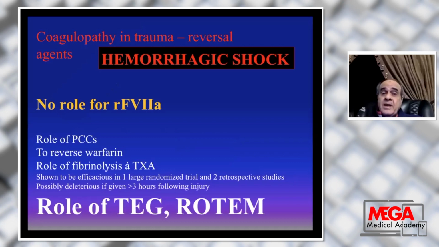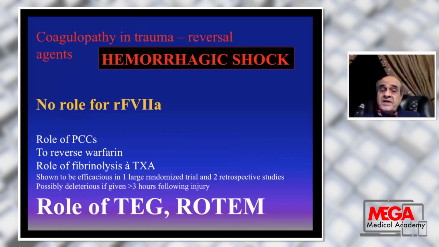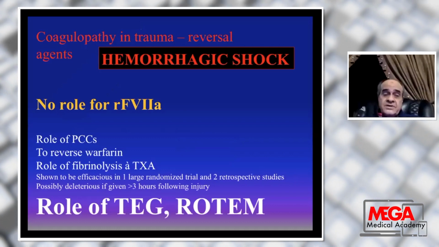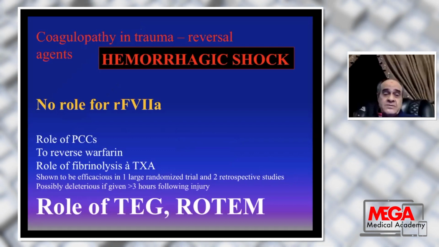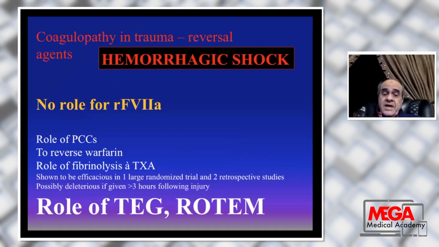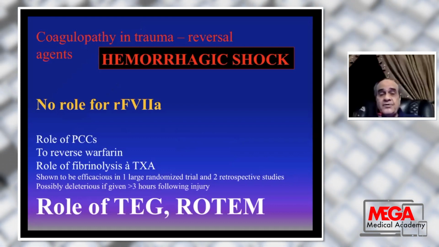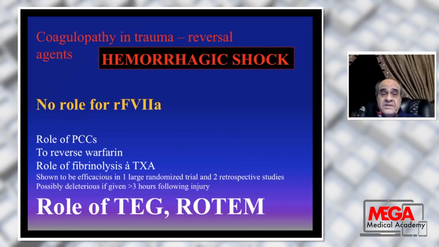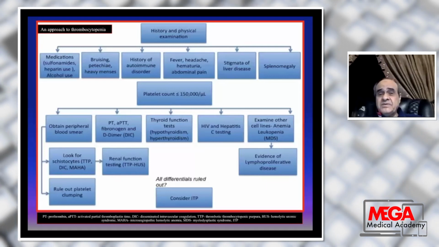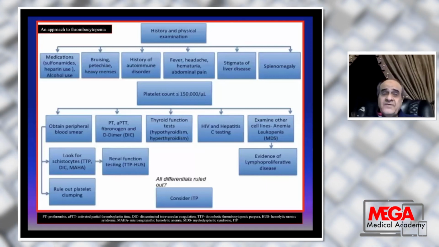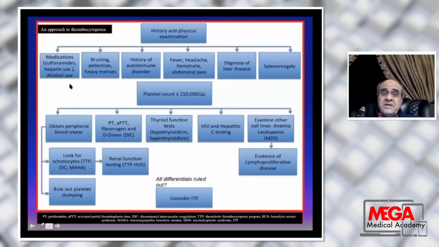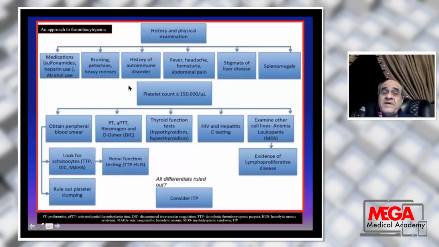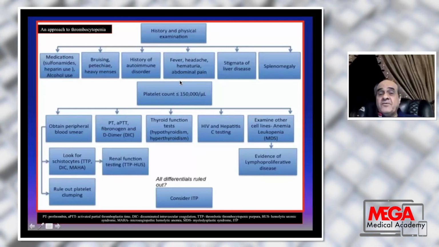In trauma and hemorrhagic shock, there is no role for recombinant activated factor 7, and it may cause some thrombotic complications, and no role also for PCC, prothrombin complex concentrate. We have to depend on TEG and ROTEM, as we clarified first, for predicting the component deficit in such patients. Thrombocytopenia in a patient in ICU, of course, has many causes, and we have to exclude at first the medications such as heparin causing HIT, alcohol, if this patient is using some drugs, and if the patient has a history of autoimmune disease.